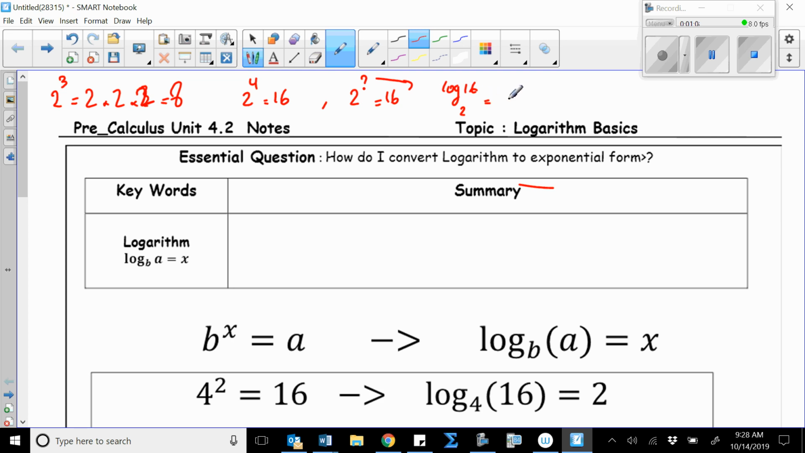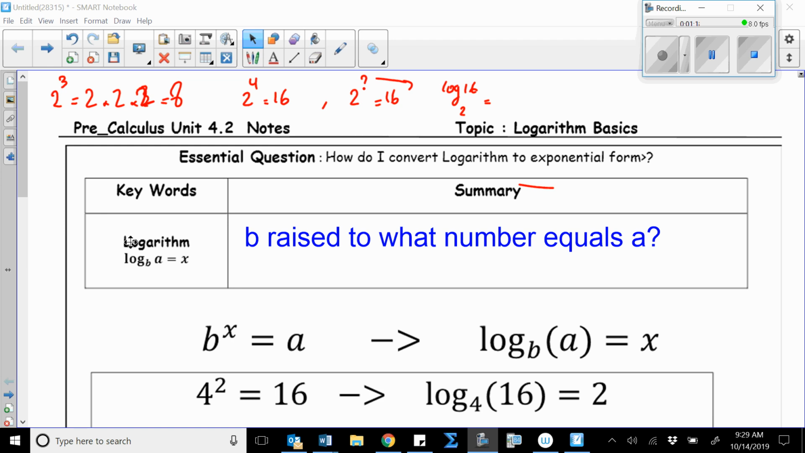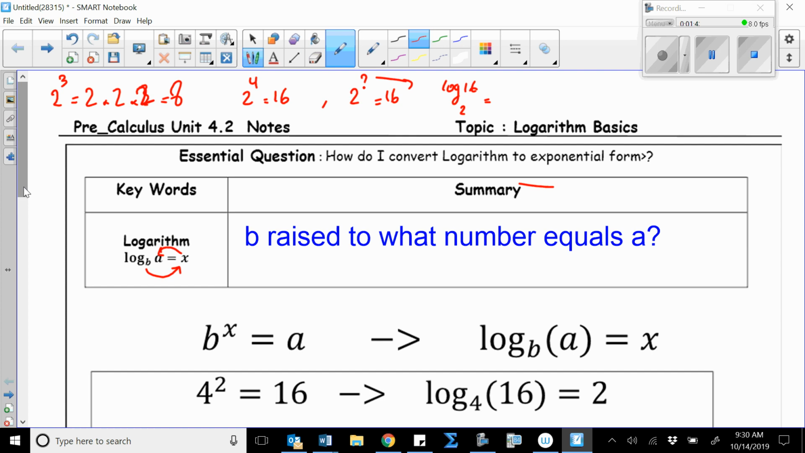The answer is always an exponent, like the exponent of the 2 to get 16. So to define the word logarithm, we can say the meaning of logarithm is actually this question. This question is actually the meaning of this logarithm. B raised to what number is equal to A? This is how we can give the meaning of a logarithm.